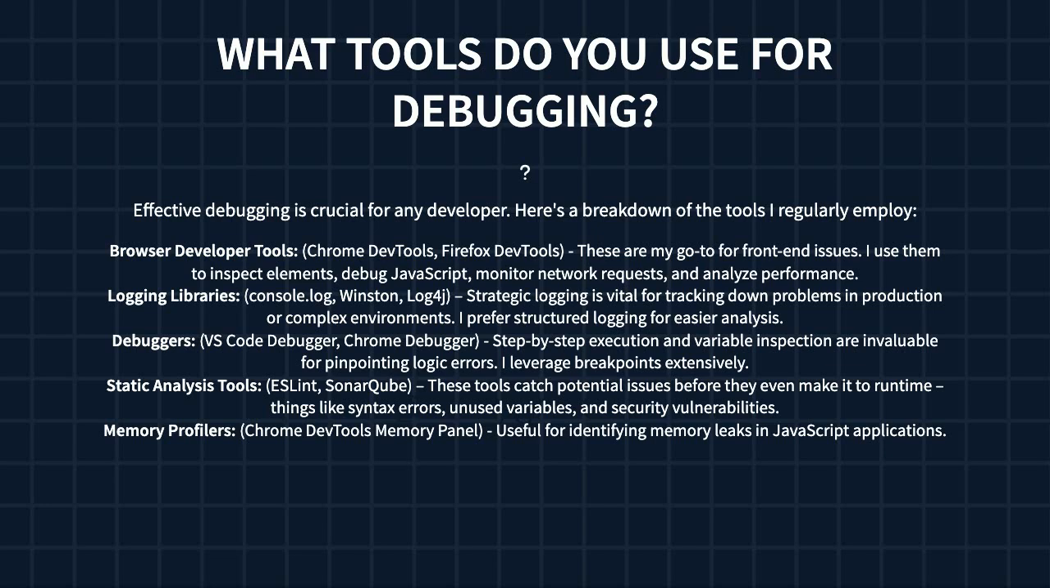Then I often use logging libraries, whether it's just console log for simple debugging or more sophisticated tools like Winston to create structured logs that make it much easier to find problems when things go wrong in production. Debuggers within my IDE, like VS Code's debugger, are also incredibly helpful. They let me step through the code and examine variables as I go.